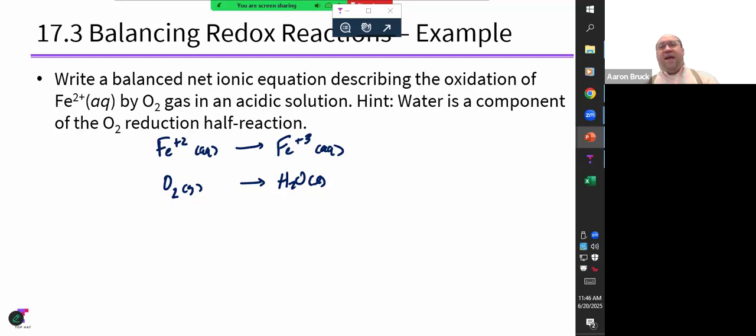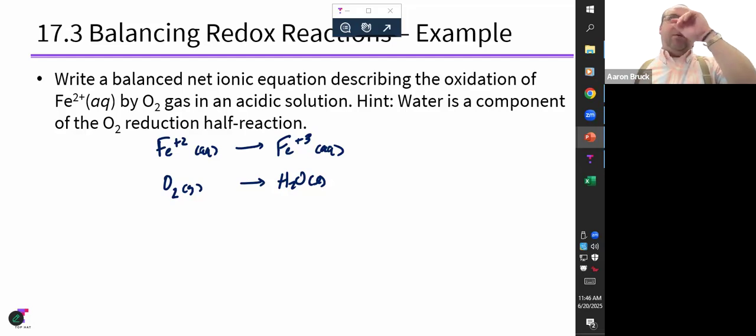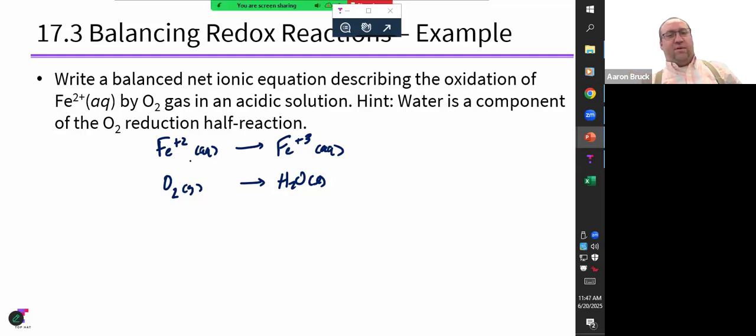Since this is occurring in acid, we don't need to convert it into base. We can just follow the acid protocol that we just did. And this one's considerably easier because it involves a whole lot less stuff going on. So for the first one, I've got iron 2 turning into iron 3. Already balanced from an iron standpoint. There is no oxygen, so I can skip that step with the water. There is no hydrogen, so I can skip that step with the hydrogen ions. I can go straight to charge.